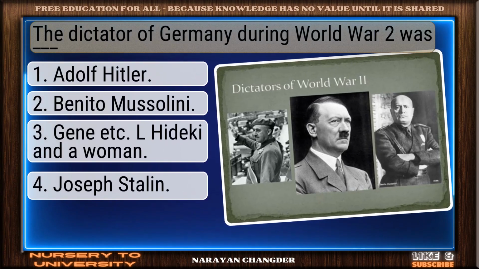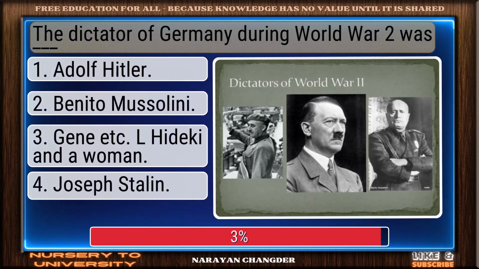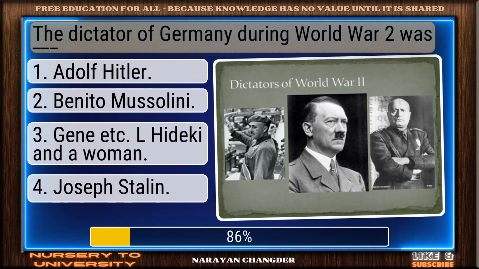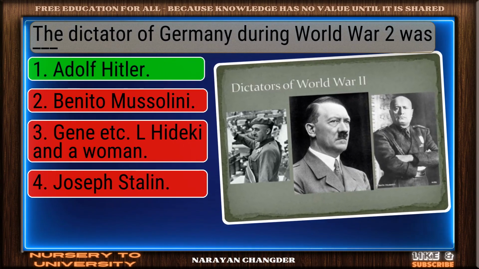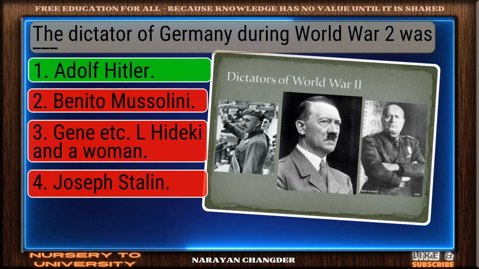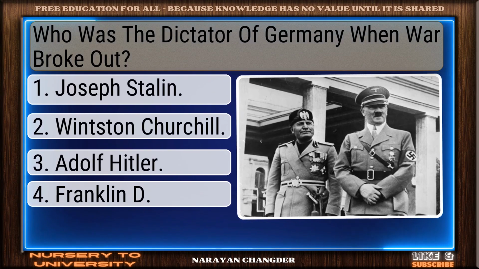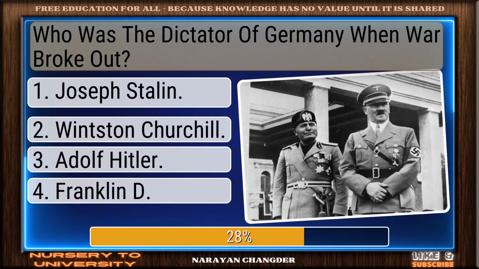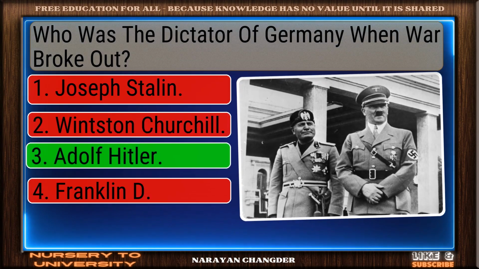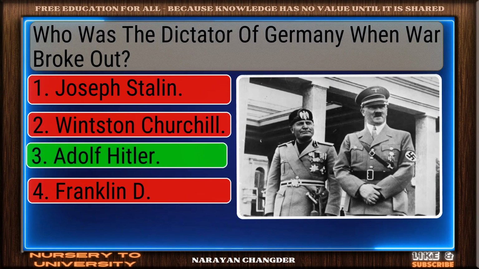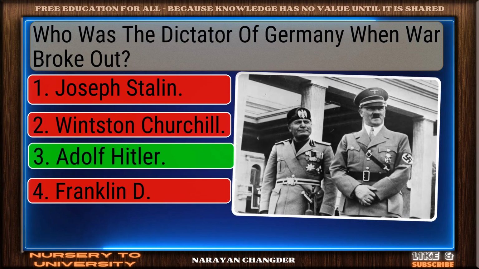The dictator of Germany during World War II was Dash. Correct response. Adolf Hitler is the most accurate answer. Who was the dictator of Germany when war broke out? Nice work. You chose Adolf Hitler and it is correct.